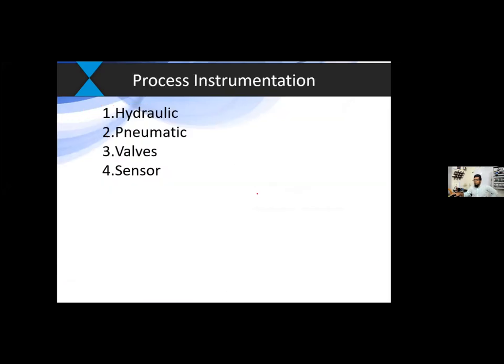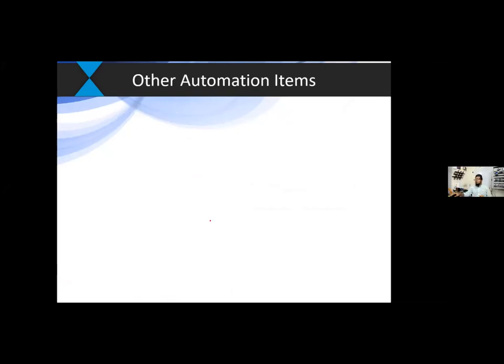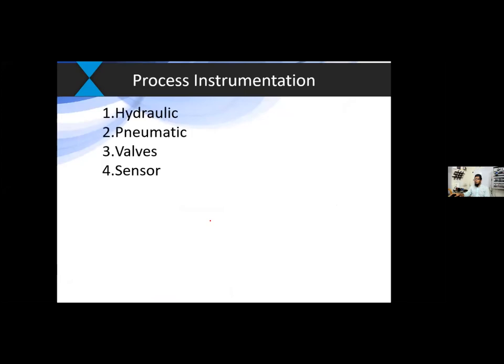Time is very short. Okay, the next part is process instrumentation. Process instrumentation is a big part of the industry. And what is inside process instrumentation? If you go to India or different countries, different industries, process instrumentation is mainly hydraulic, pneumatic, valves, and sensors. What is pneumatic? Pneumatic is something that is controlled by air.